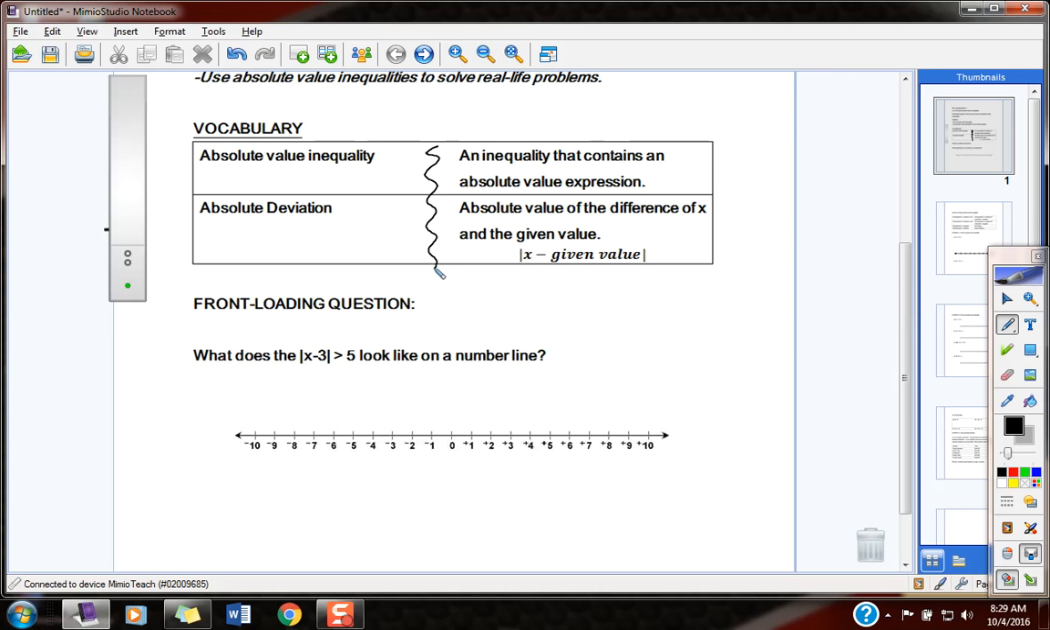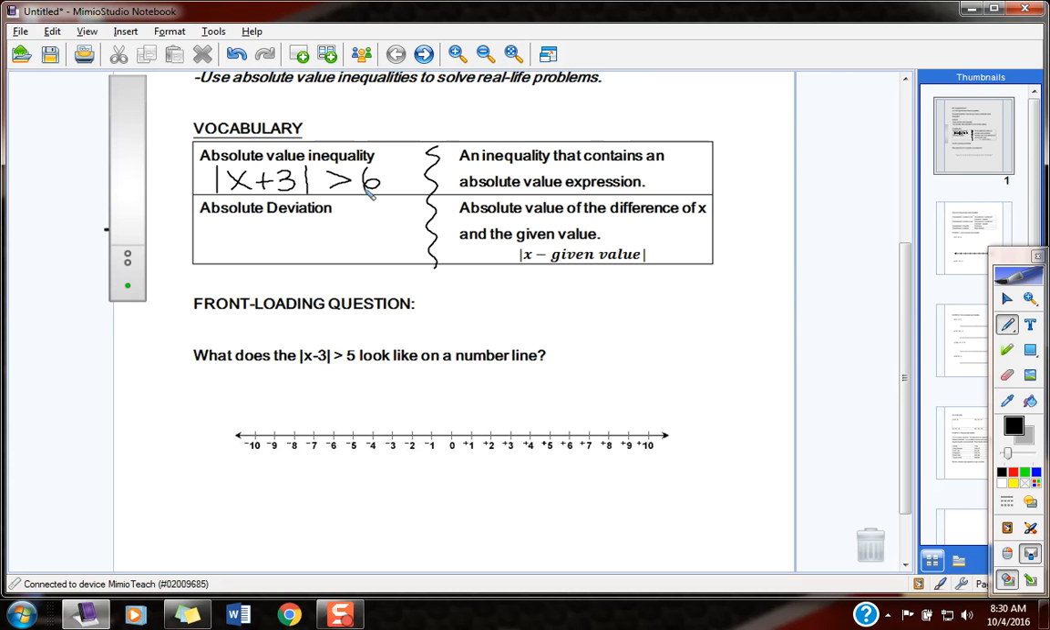We might have things that look like this today. Absolute value of x plus 3 is maybe greater than 6. Okay. The absolute value expression is on the left. We have a greater than sign, therefore an inequality. That's what you're going to see today.